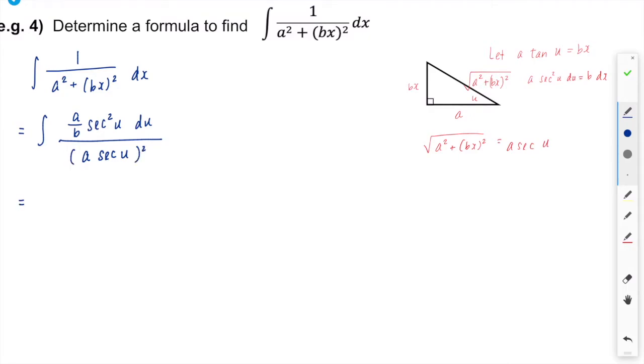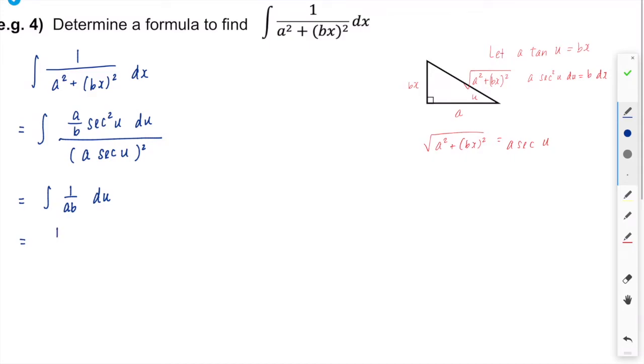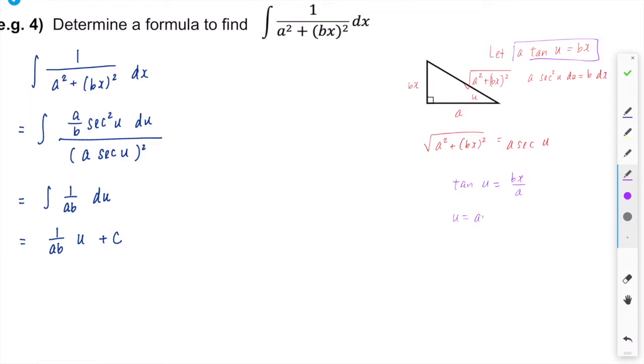Okay? What does this mean? This means I'm integrating a over b over a squared, which is 1 over ab, times secant squared u over secant squared u, which is 1 du. This is 1 over ab, u plus c. What is u? Now tan u equals bx over a, or u is arctan of bx over a.